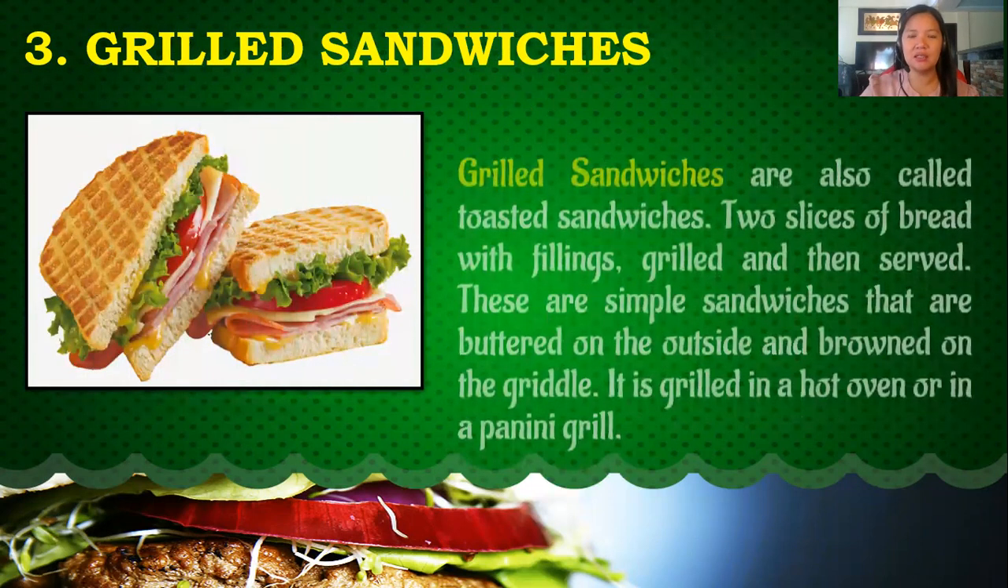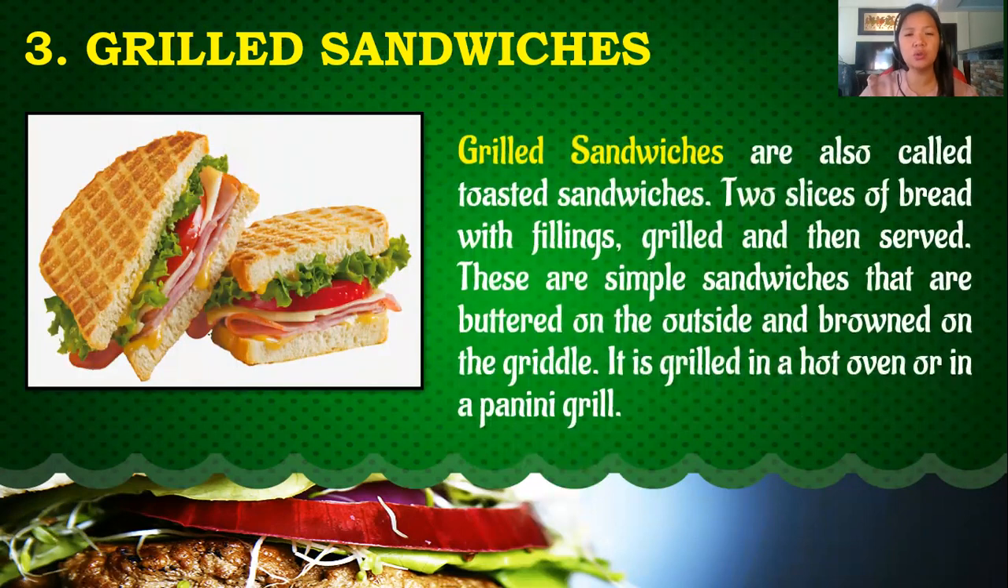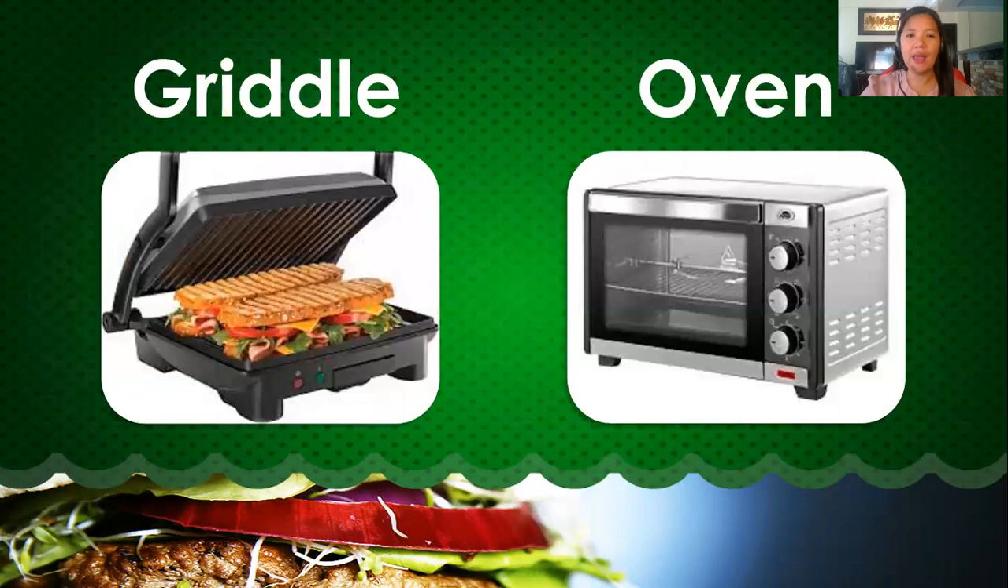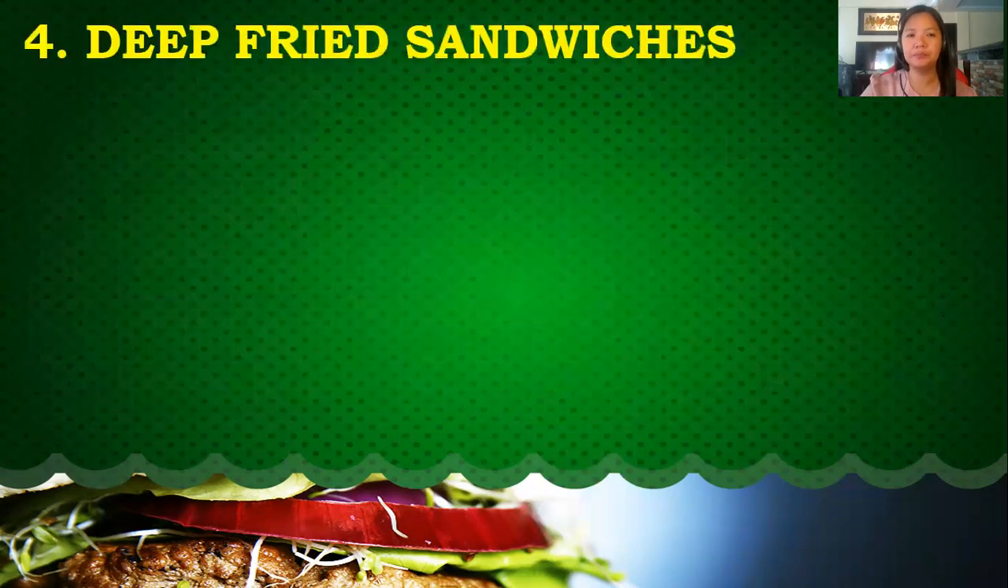Grilled sandwiches. Grilled sandwiches are also called toasted sandwiches. Two slices of bread with fillings are grilled and then served. These are simple sandwiches that are buttered on the outside and browned on the griddle. It is grilled in a hot oven or in a panini grill. So I have here an example of a griddle and an oven. These are the equipment used in preparing grilled sandwiches.